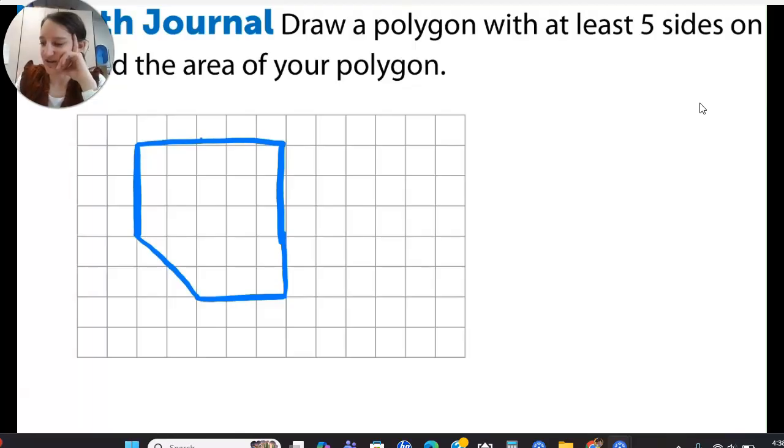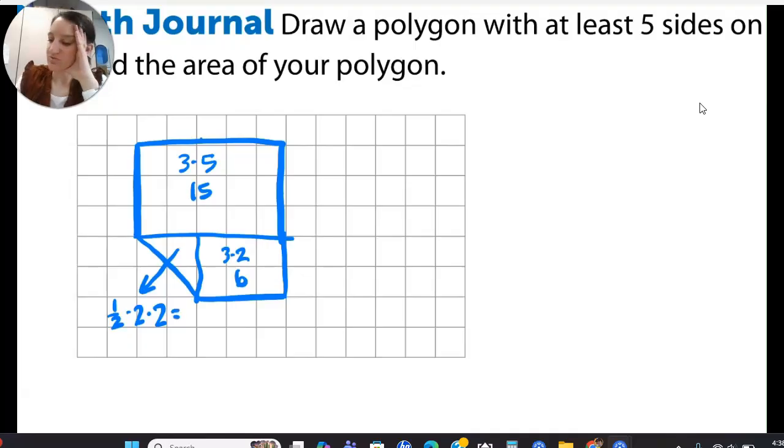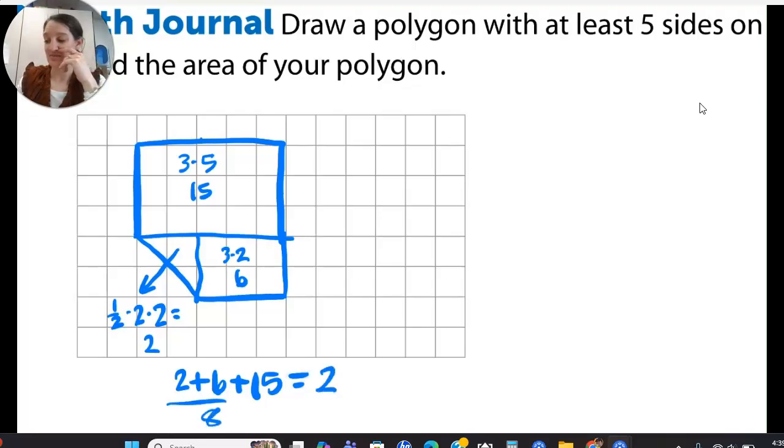Okay, so how would I do that? Go like this. So this would be 3 times 5, which is 15. 3 times 2 is 6. This would be 1/2 times 2 times 2, which would be 2. So 2 plus 6 plus 15 is 8, 23 square units.